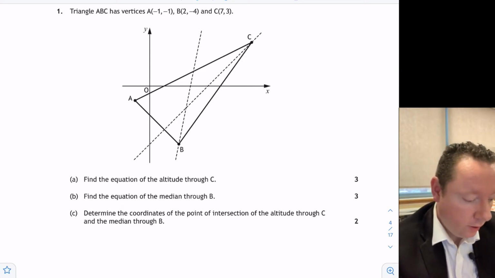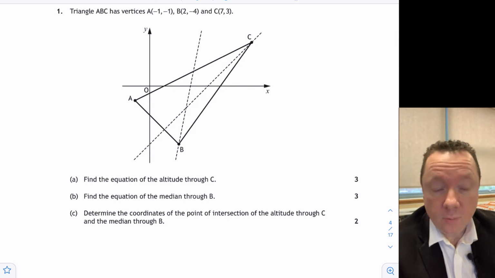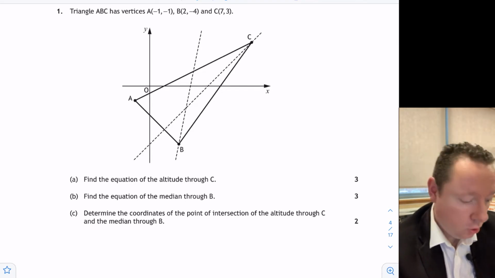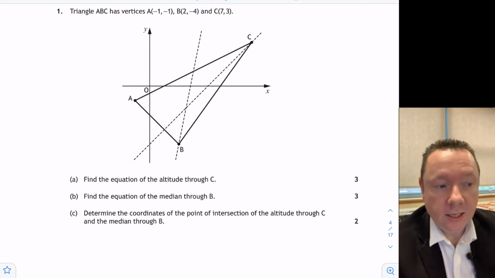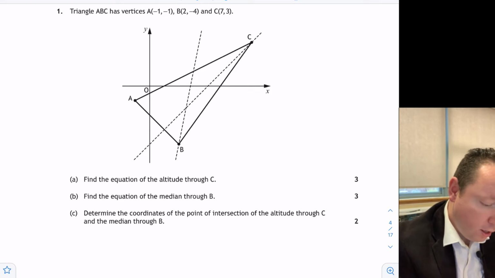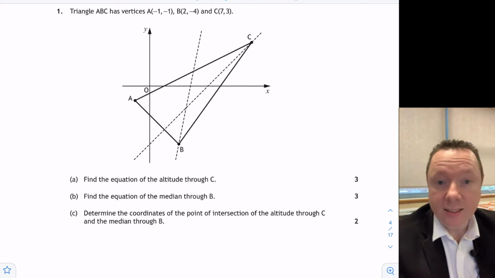Question 1. Triangle ABC has vertices -1, -1, 2, -4, and 7, 3 as shown. Part A, find the equation of altitude through C. So for part A, the first thing we have to do is determine the gradient of AB, because the altitude goes through this line, and we're going to use perpendicular bisectors.